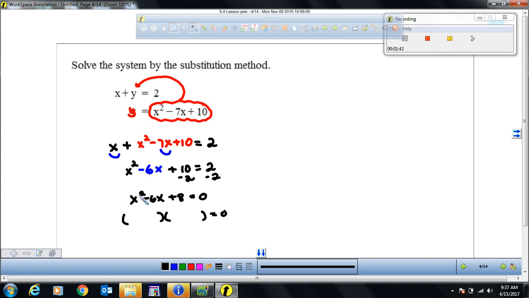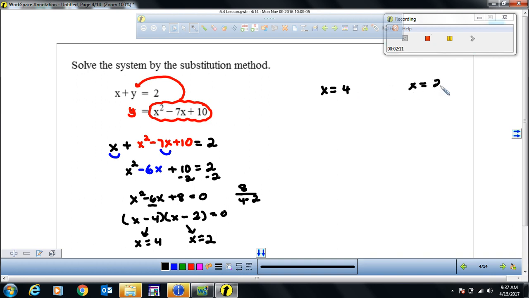We need two numbers that multiply to give 8 and, when added, give negative 6. So it's going to be 4 times 2, but both negative, right? So it's going to be x minus 4 and x minus 2. Then we're going to solve for x. So we have here that x is equal to positive 4 and x is equal to positive 2. So these are the values of x for the solutions.